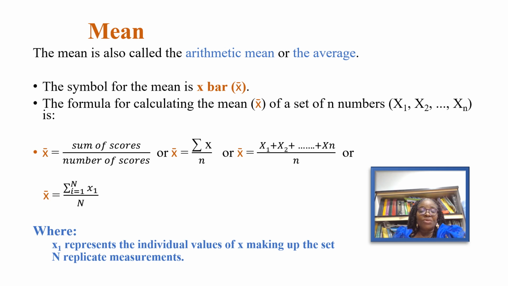And the symbol for the mean is what we call the S-bar, represented by S with a bar on top. The formula for calculating the mean, S-bar of a set of numbers 1, 2 to n, is S-bar equals the sum of scores over the number of scores. The scores that you have, you will add all together over the number of scores. That is, S-bar equals sum of S over n, or S-bar equals S1 plus S2 plus Sn over n. Or in this formula, summation i equals 1 to n of Si all over n, where Si represents the individual values of S making up the set, and n the replicate measurements.